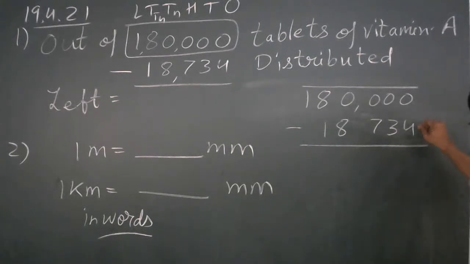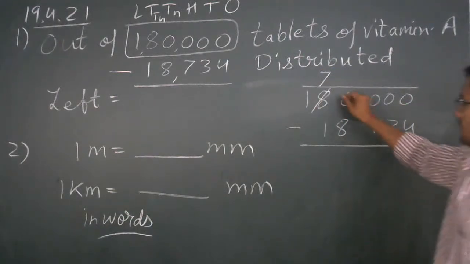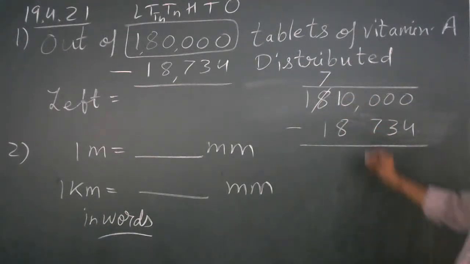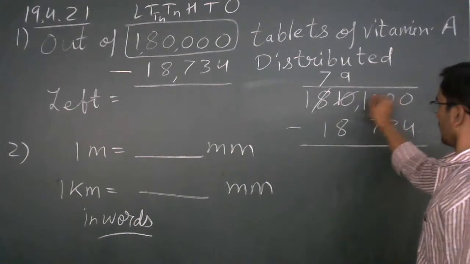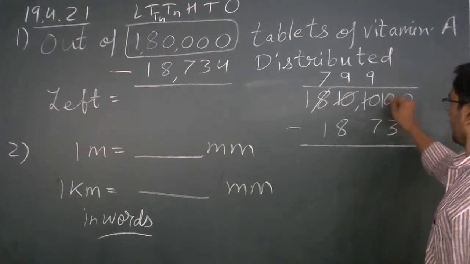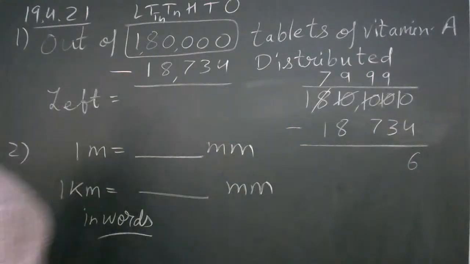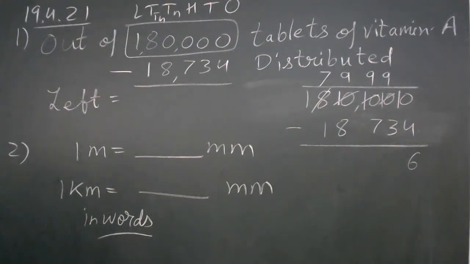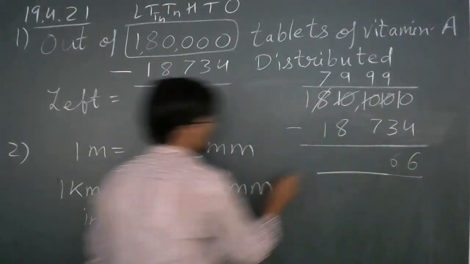Now, from 0, we can't subtract 4. We are taking carryover from 8. It becomes 7. 0 becomes 10. 10 will become 9. Again 10 becomes 9, again 10 becomes 9, and lastly, finally we got 10 minus 4 is 6. Okay, 9 minus 3 is 6.